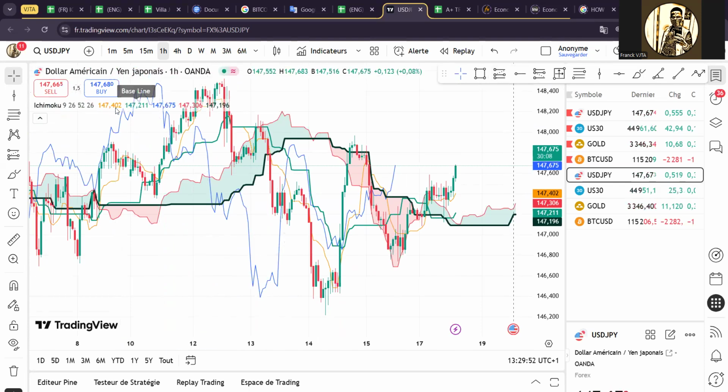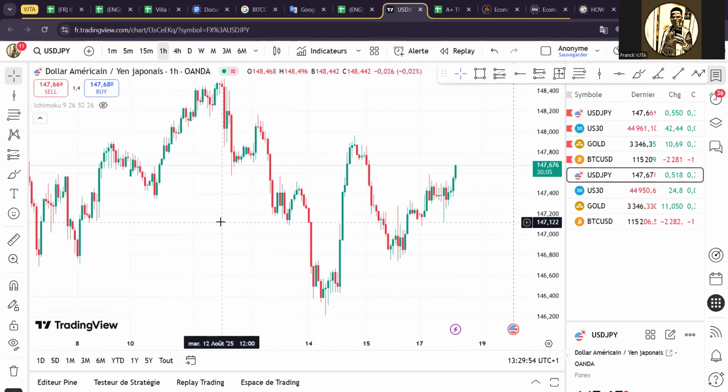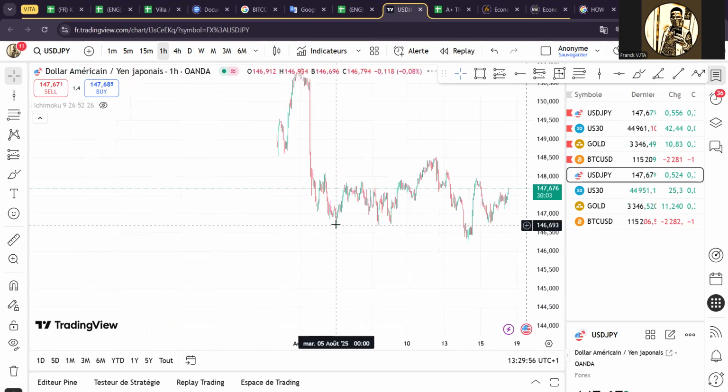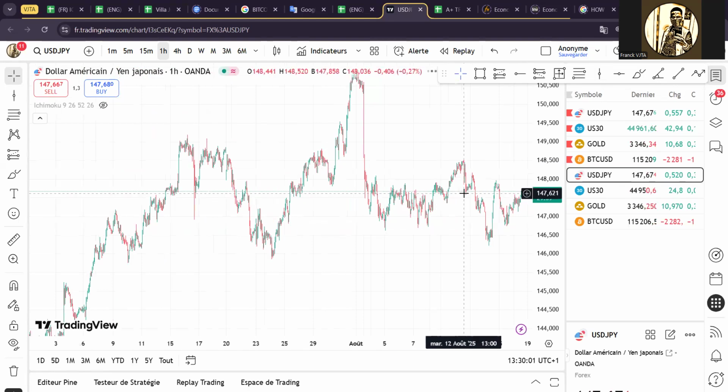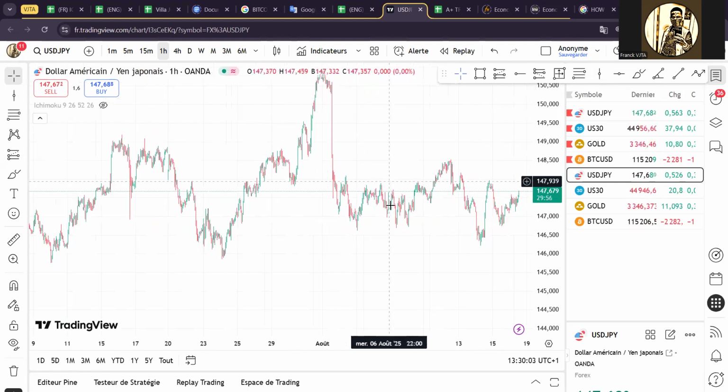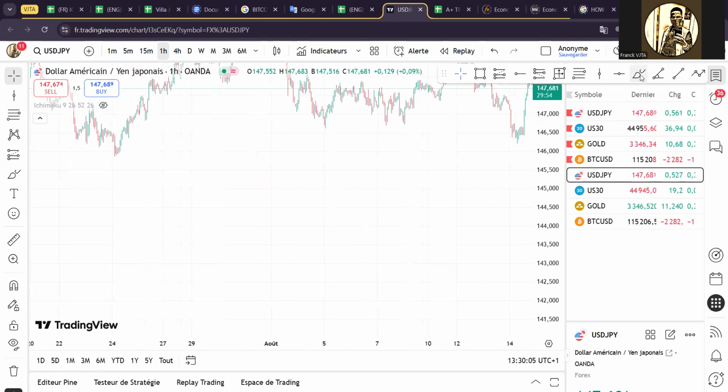So remove Ichimoku, like turn off the eye, and then you come back to the chart. We'll do the price logic like this. What is price logic basically?